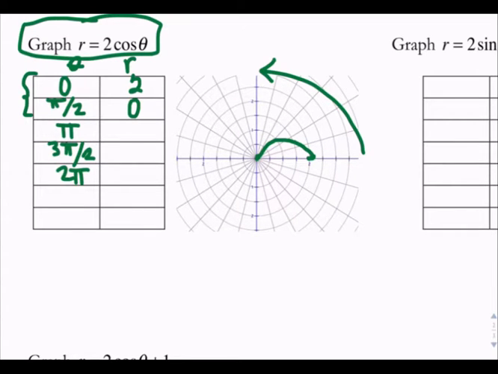Okay. The next part, if theta is pi, my radius is -2. So now we have to be a little more careful. So pi comma -2 actually brings us back to this point.